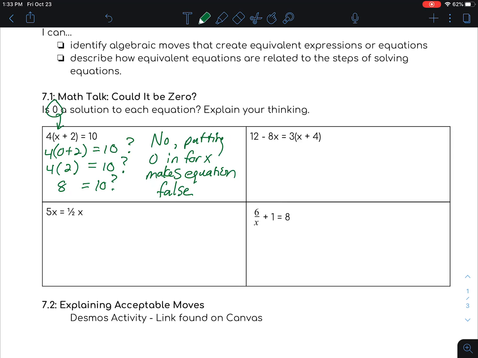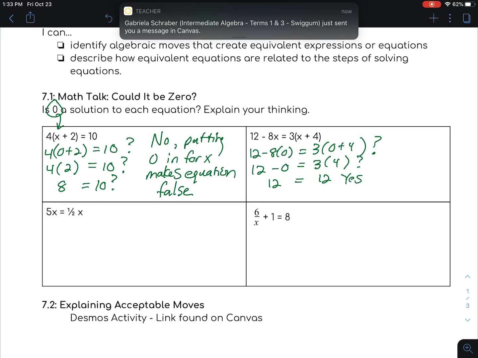All right, let's try it for another equation. So let's go across here. If I put in 0 for x in this one, let's see, I have 12 minus 8 times 0 equals 3 times 0 plus 4. And once again, let's see what happens here. Is this true? All right, so that would be 12. 8 times 0 is 0, so 12 minus 0. And then this would be 4. 0 plus 4 is 4. And so 12 equals 12. So yes.